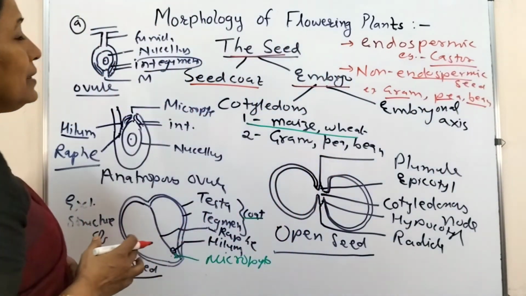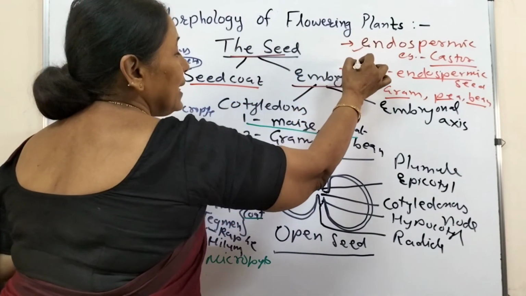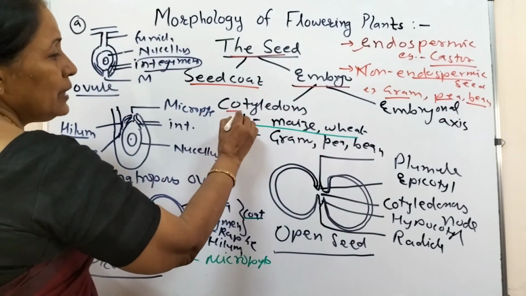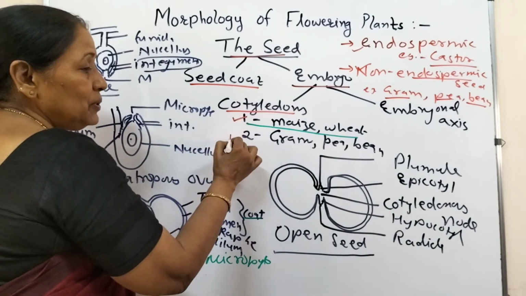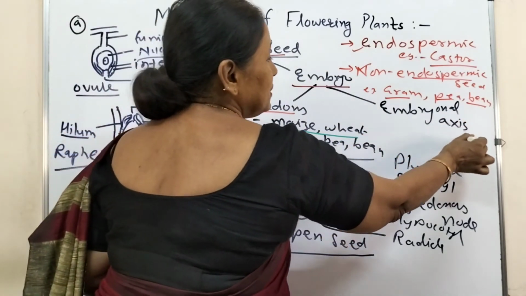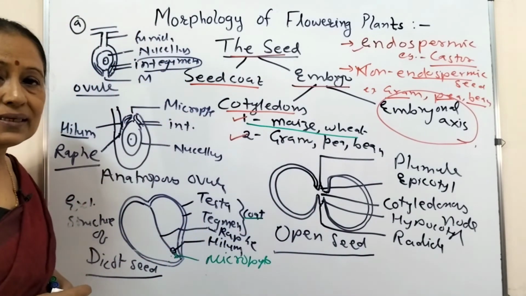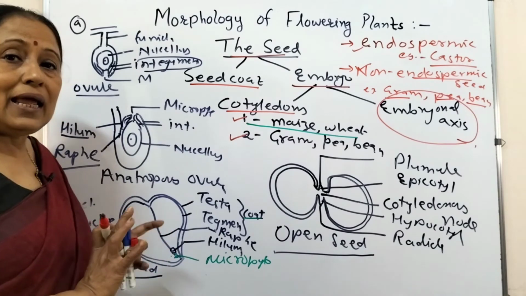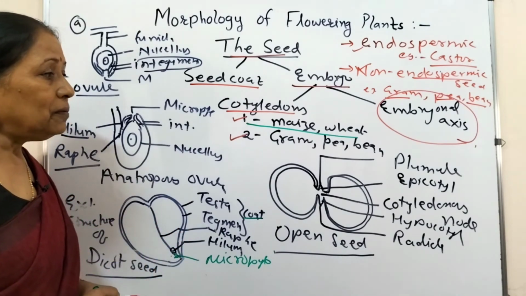Thus what we have seen in case of seed is that it has seed coat, it has embryo, it may or may not have endosperm. This embryo has cotyledon. This cotyledon may be one, as in case of monocots, it may be two, as in case of dicots. Then it has the most important part, that is the embryonal axis. Why are we calling it embryonal axis? This is what is going to form the plant. Rest of them are helping it in the formation of the new plantlet.